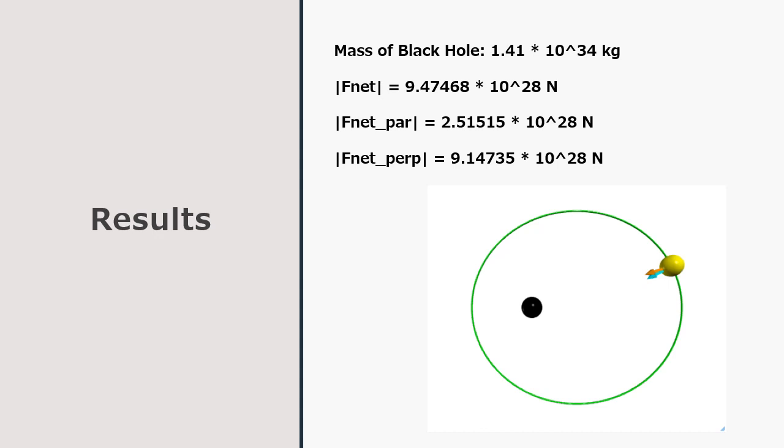The orange arrow in this orbit is, I believe, the F net perpendicular, and the bigger arrow is the F net total. The F net parallel is a small magenta arrow. Because it's smaller, it's kind of hard to see with the yellow circle blocking it, but it's also there, and it's pointing in the parallel direction of the path.